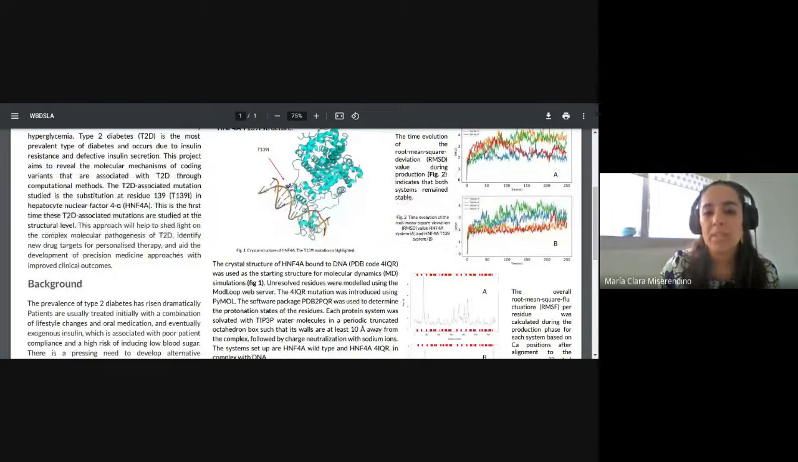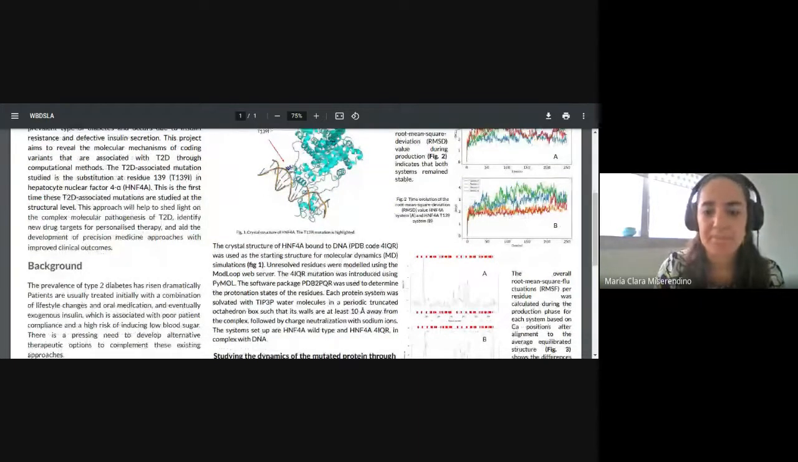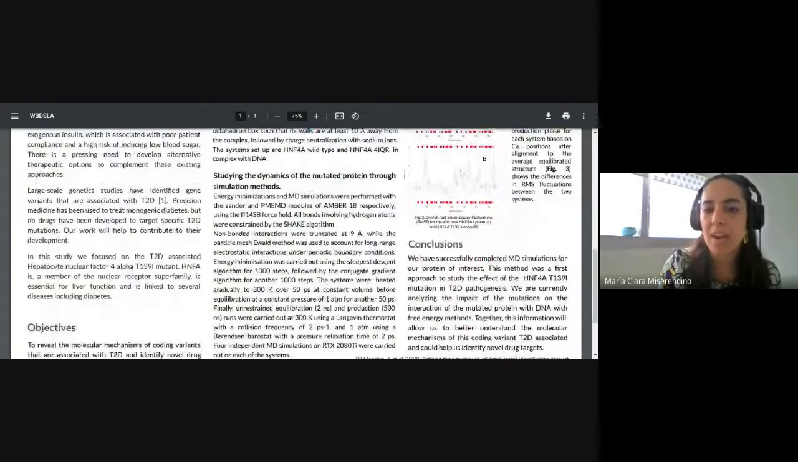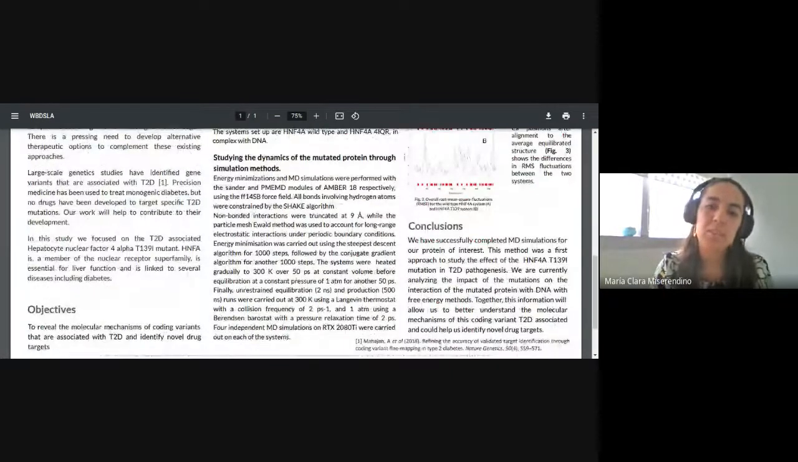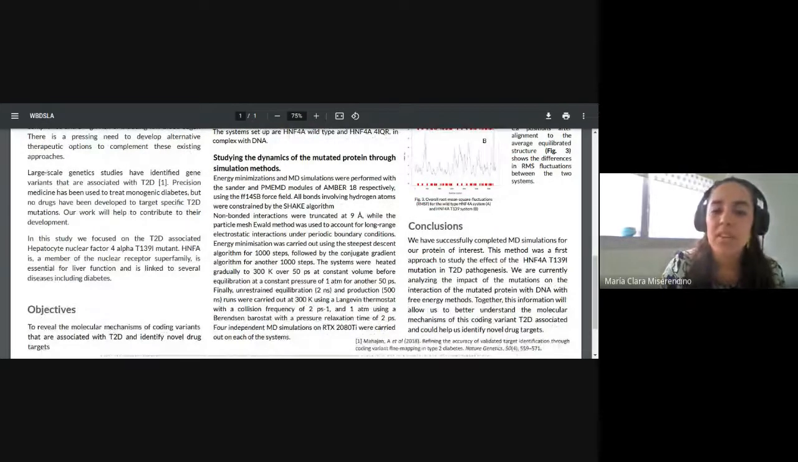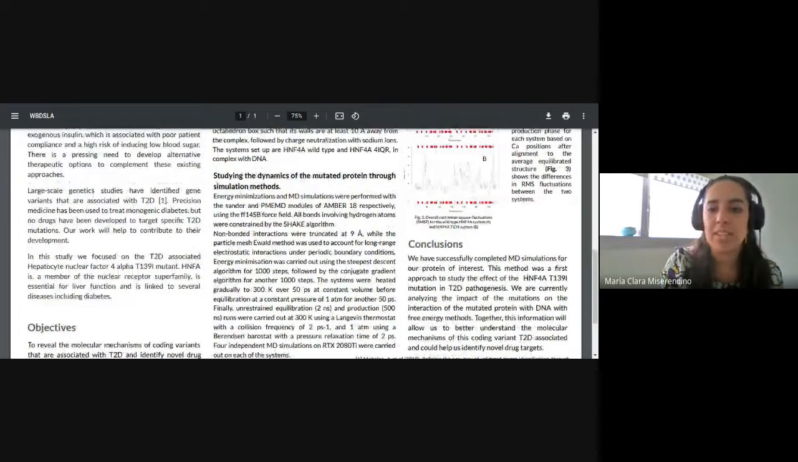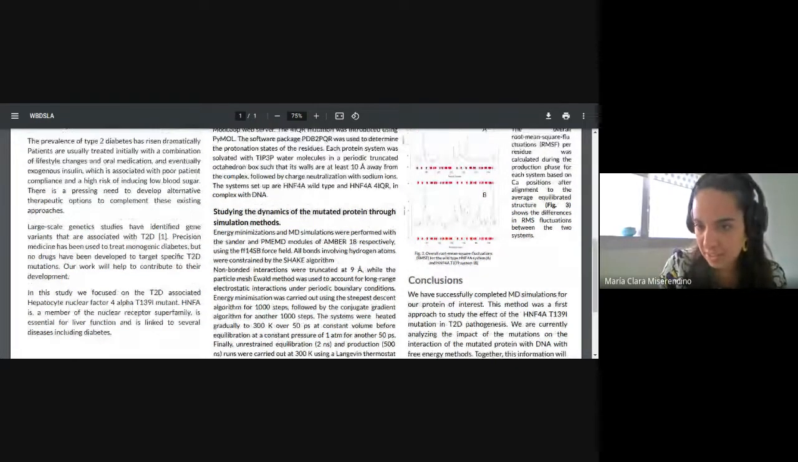And all the parameters are described here in the poster. Once we have our structure, we continue doing the molecular dynamics simulation. For that, we use AMBER 18, standard PMEMD modules, and we use the FF14SB force field. Again, all the parameters that we use during our molecular dynamics simulations are on the poster, and you can contact us if you are interested to learn more.